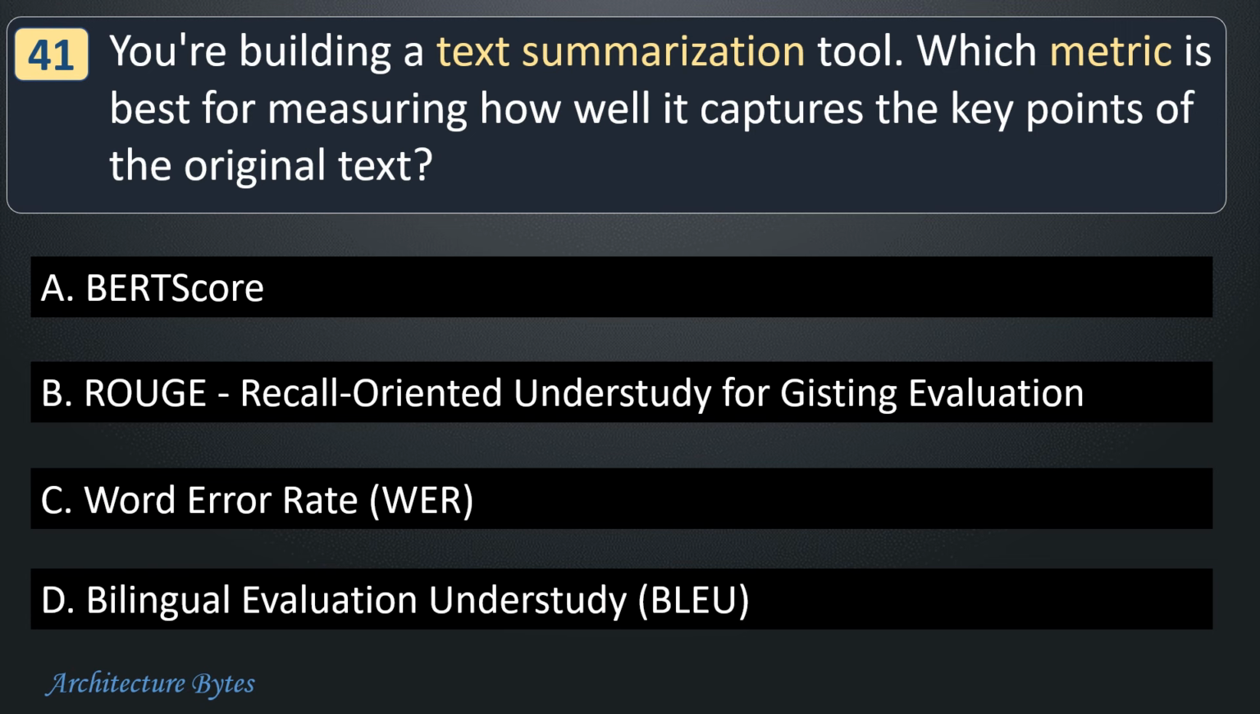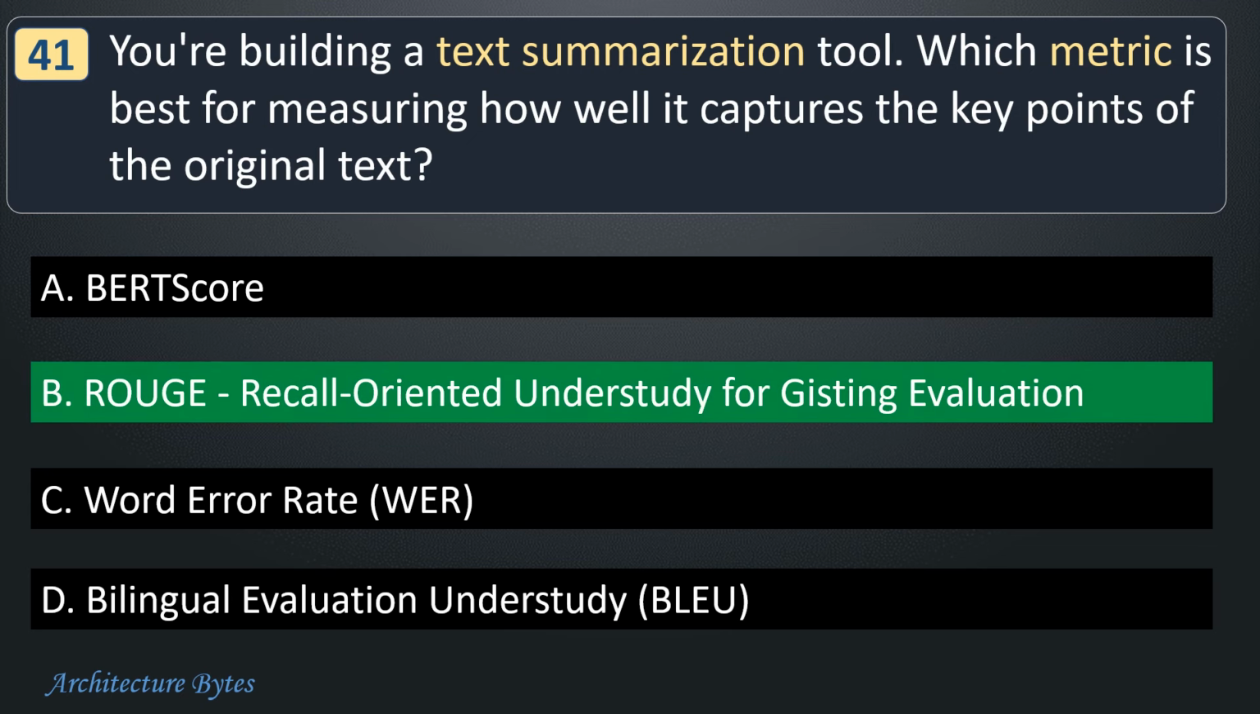You are building a text summarization tool. Which metric is best for measuring how well it captures the key points of the original text? Our options are A, BERT score, B, Rouge, C, word error rate, D, bilingual evaluation understudy, or BLEU. Option B, Rouge, is the right answer here.